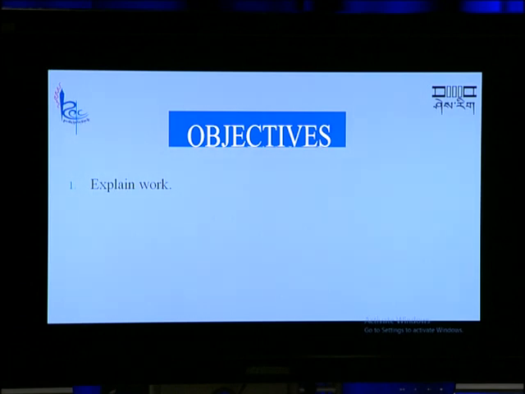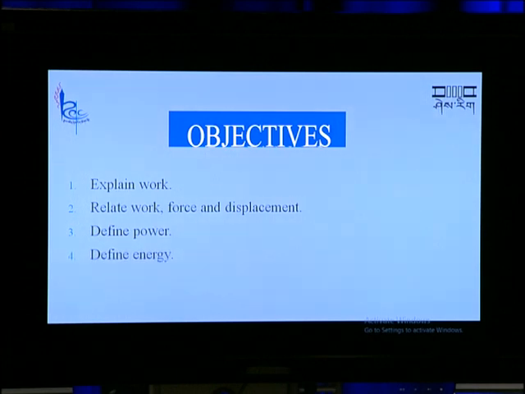By the end of the lesson, you should be able to explain work. Relate work, force, and displacement. How are these three related to each other? You should know that one. Define power. Define energy. And finally, you all should be able to classify different forms of energy.